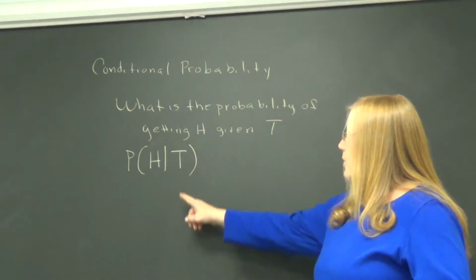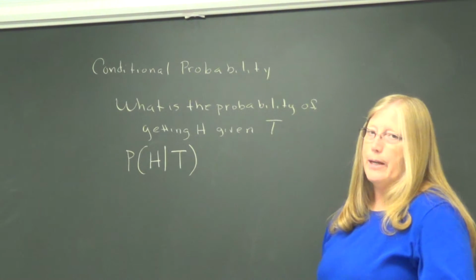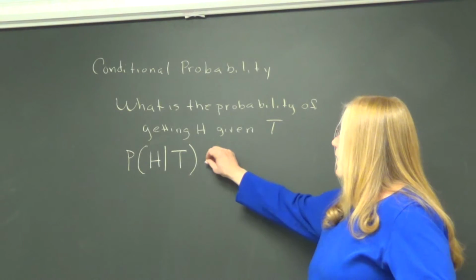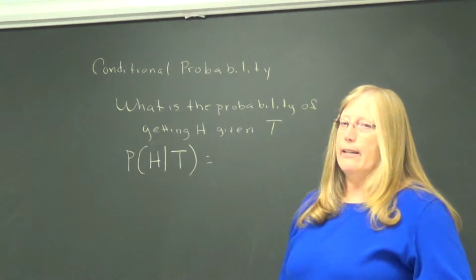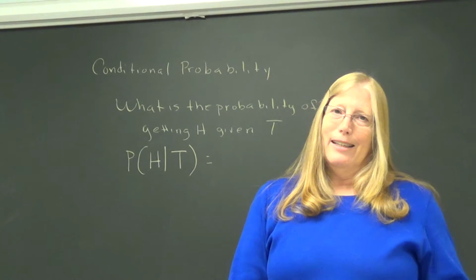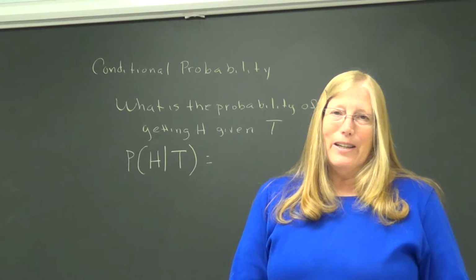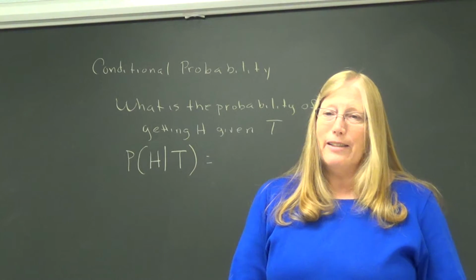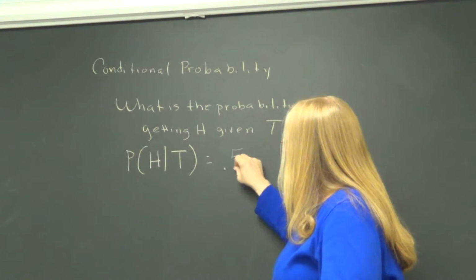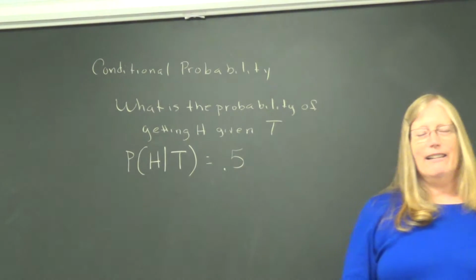So we have a new symbol, and it's read "given." Probability of heads given tails. We've discussed this already. What is the probability of heads given that you just flipped a tails? 0.5, because it doesn't matter. The coin has no memory, sort of like me. So we go ahead with that, and that's true.